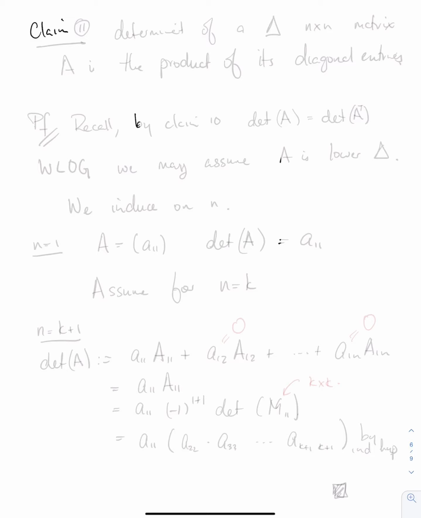Claim 11. The determinant of a triangular n by n matrix A is the product of its diagonal entries. Proof.